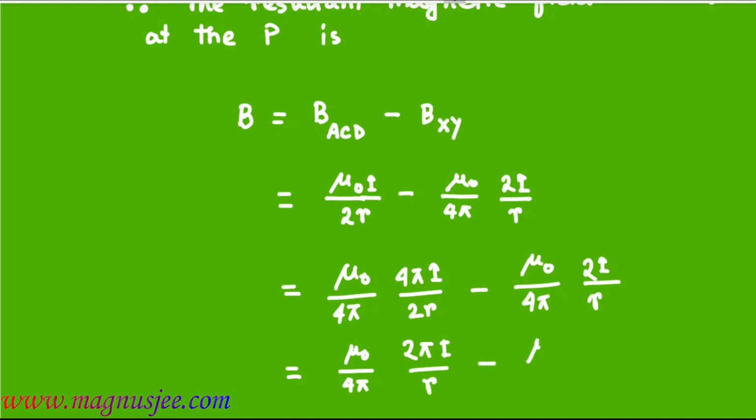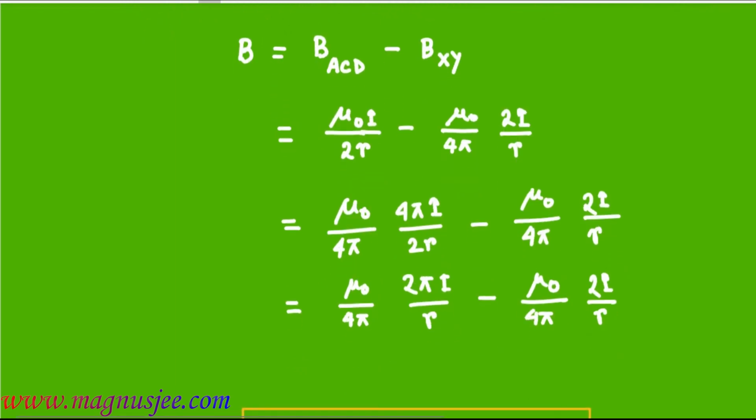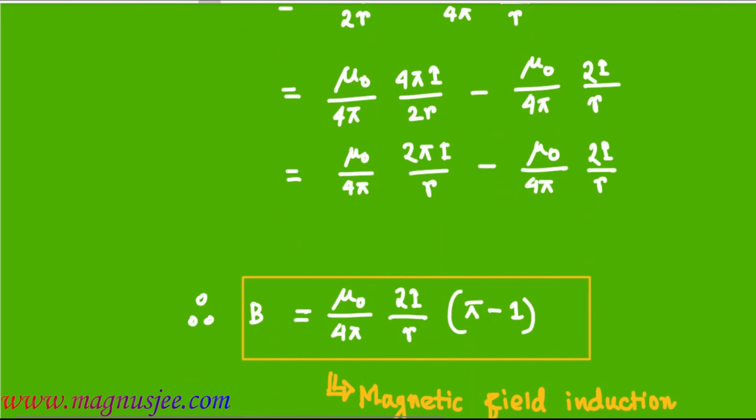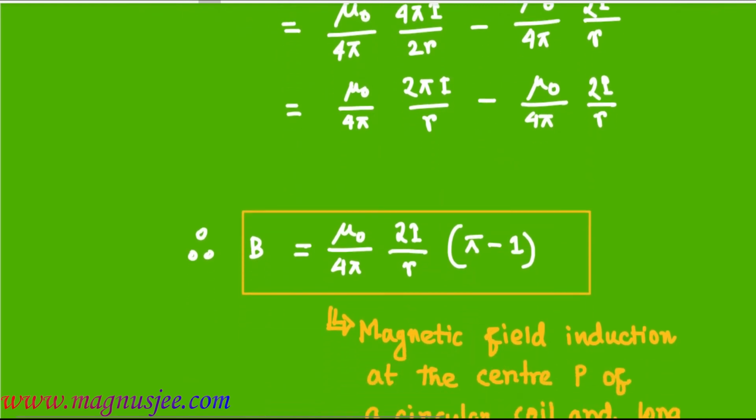So if we make a simplification, mu 0 by 4 pi 2 pi I by r minus mu 0 by 4 pi 2I by r. Now we can take common mu 0 by 4 pi and 2I by r. So finally we get B equal to mu 0 by 4 pi 2I by r into pi minus 1.